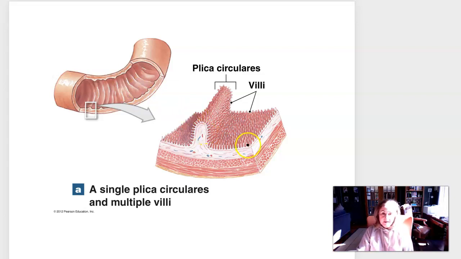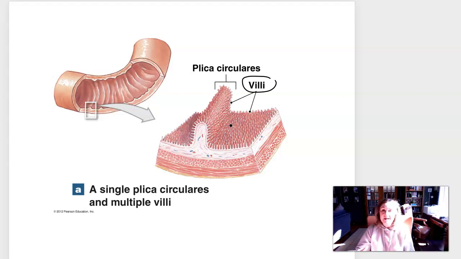Not only that, but take a look at the surface of the mucosa. Do you see how it's covered in all those finger-like extensions? Those are called villi. The villi also increase the surface area through which we can absorb nutrients. The primary function of the small intestine is absorption. I know we've talked about that a few videos back. Keep in mind, absorption is really critical.